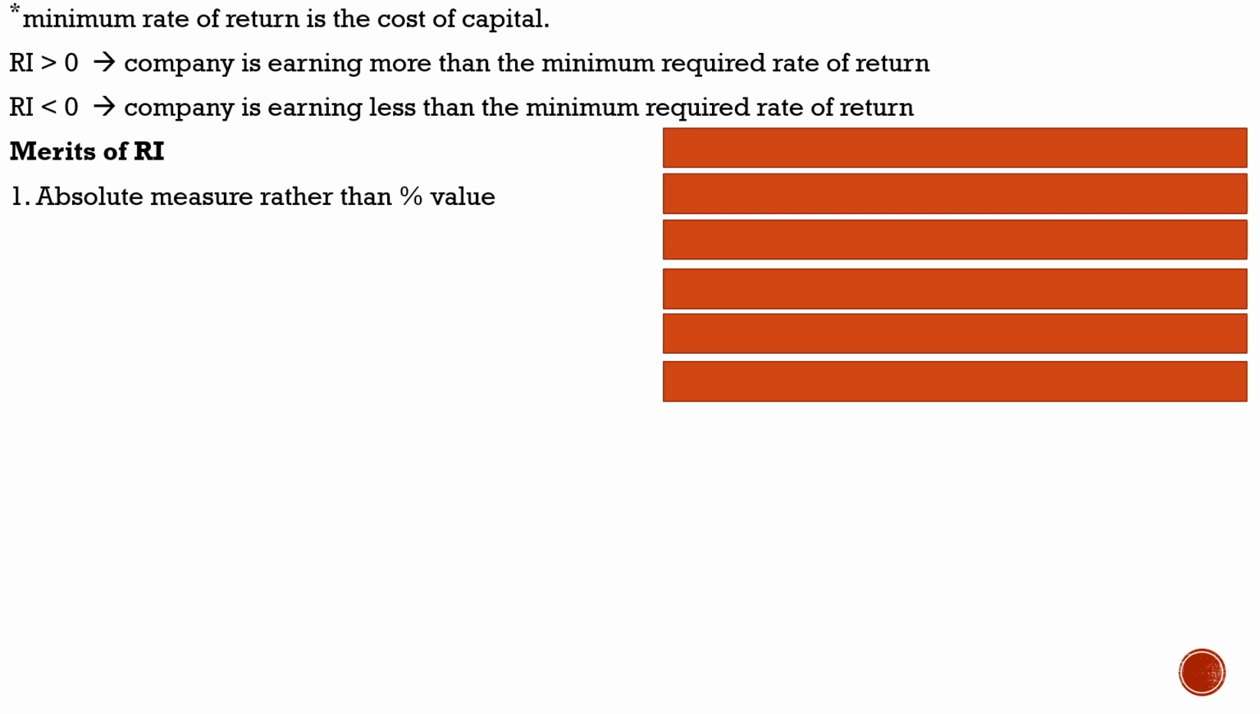First one, it expresses the income in absolute value rather than a percentage value, because in some situations actual value is more favorable for decision making. It considers both the minimum desired rate of return and the total income earned from the operations.